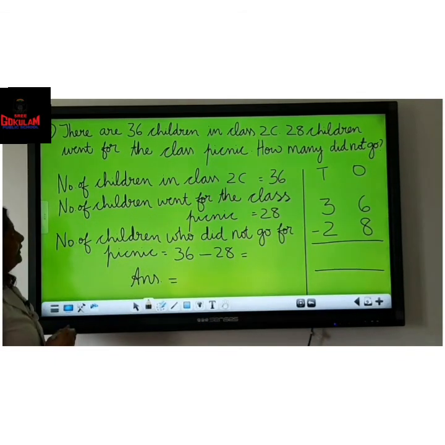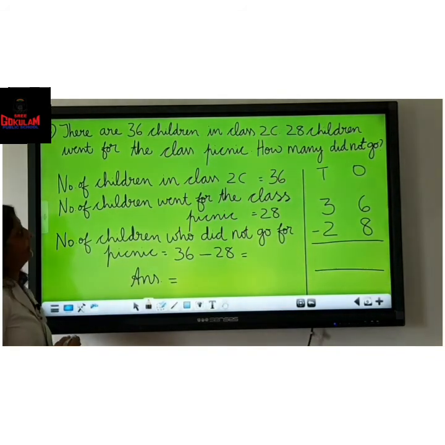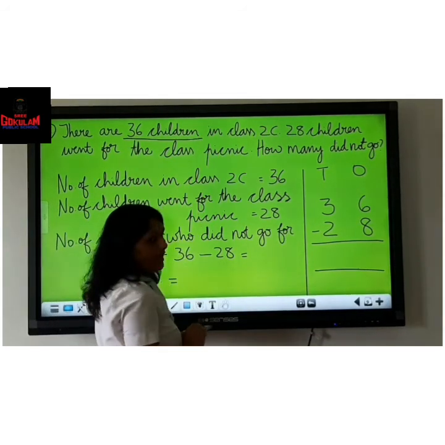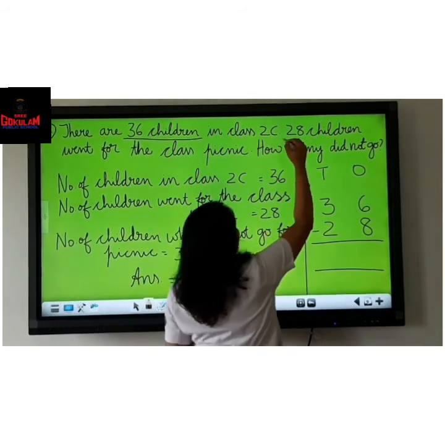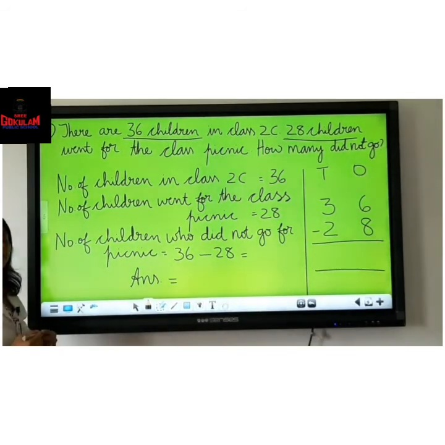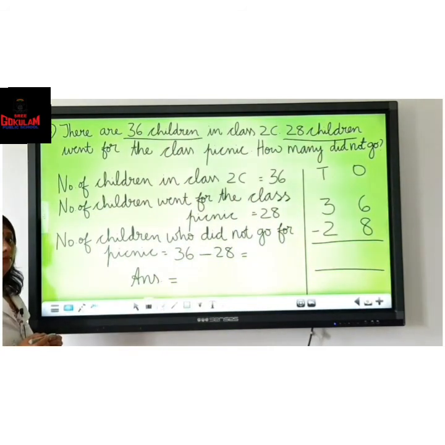Next, there are 36 children in class 2C. 28 children went for the class picnic. How many did not go? So that is the question. How many children did not go for the picnic? There are 36 children in class 2C. 28 children went for the picnic. How many of them did not go?